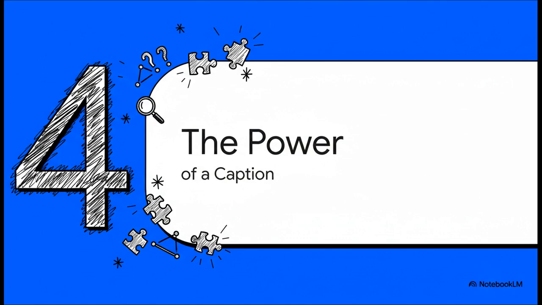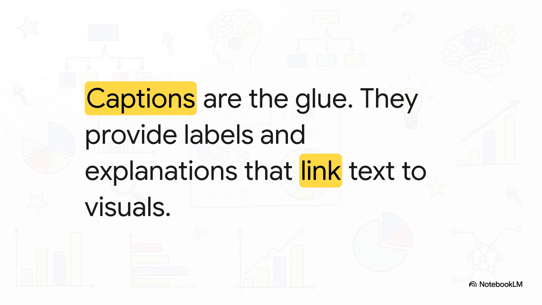Okay, we've gone through our main tools, but there's one more piece. It's small, it's often overlooked, but honestly, it might just be the most important part of the whole shebang. I'm talking about the caption. Captions are the glue that holds everything together. That diagram showing how the storm forms, the caption is what labels the arrows and tells you what you're looking at. That photo of a weird-looking instrument, the caption tells you its name. Without captions, visuals are just confusing pictures. With them, they become incredible teaching tools.